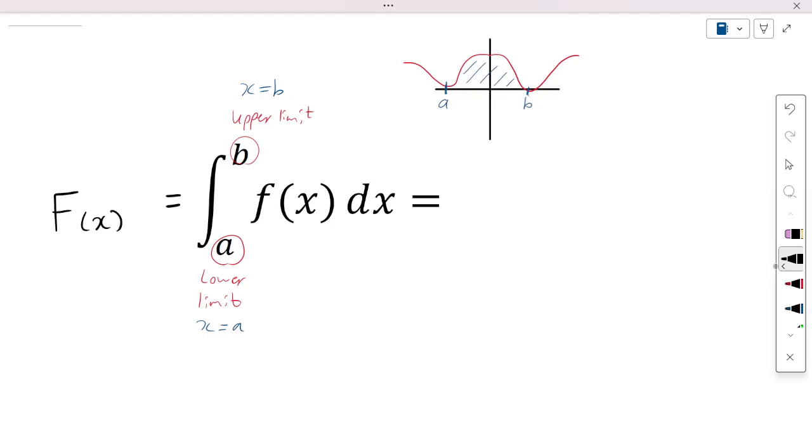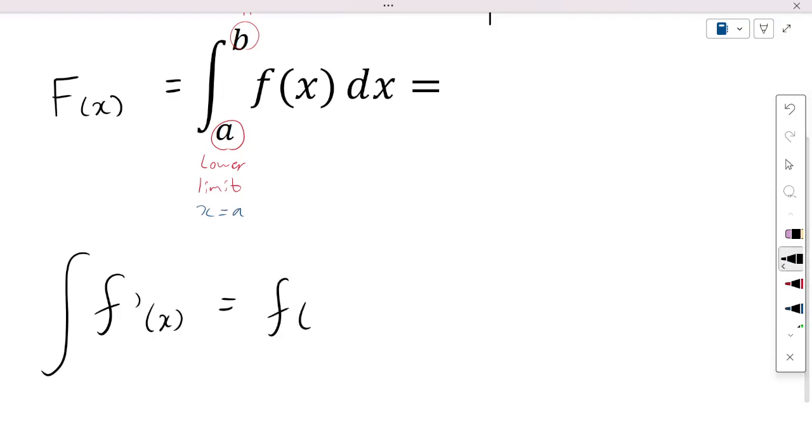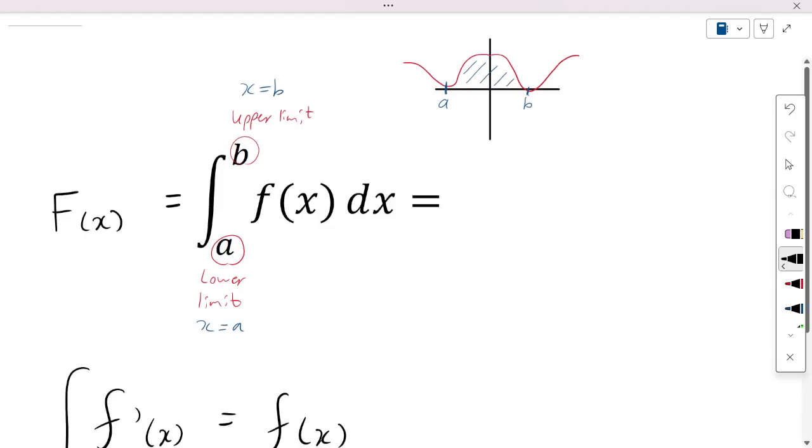Now, why am I writing capital letter F of x? What I want to quickly do over here at the bottom is just show you that if we're trying to find the antiderivative of f prime of x, this is going to be equal to just f of x, right? Because it's the antiderivative, meaning that we are doing the opposite of taking the derivative. Okay, so that's exactly what's happening over here, right? We just normally notate it into a capital letter F of x.